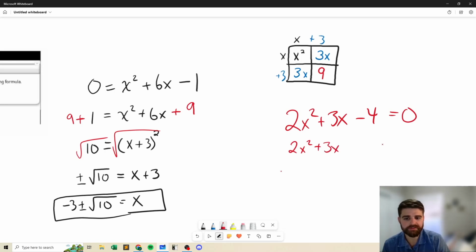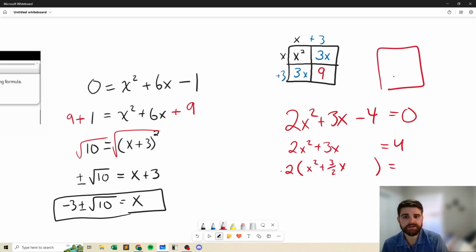The algebra skills might get pretty intense. We'd have to divide out that 2 in order to make this work. And now we've got 3 halves, and now we have to create a box where we have to total 3 halves. So we get 3/4. 3/4 x are our 2 pieces here. And now we got 3/4 times 3/4. So now we end up with adding in 9/16, which we can do.